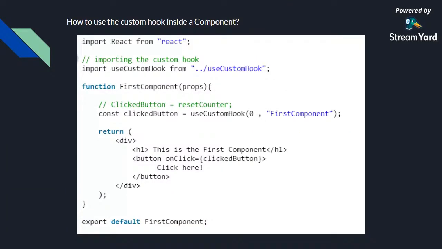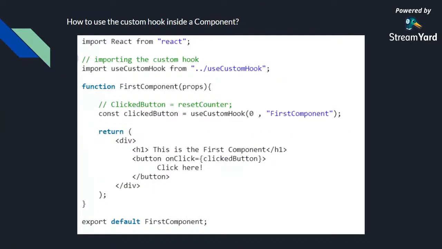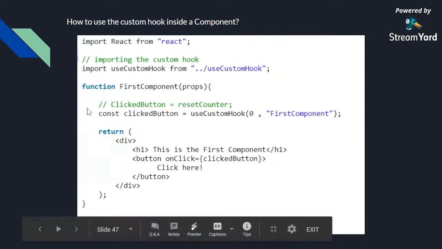Now, this is an example to show how we can create a separate file, or separate custom hook file. But how can we use that custom hook inside a component? So this is how we can do that. This is the component, a functional component.